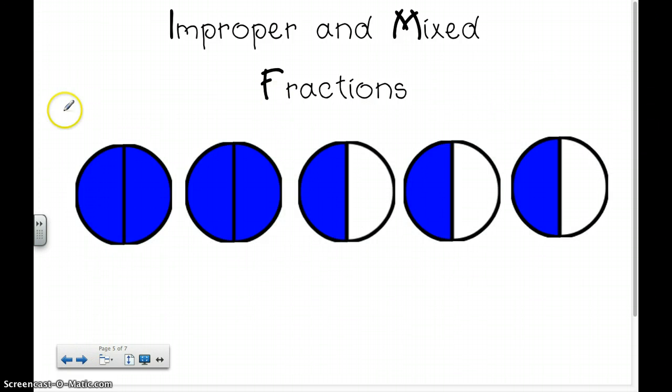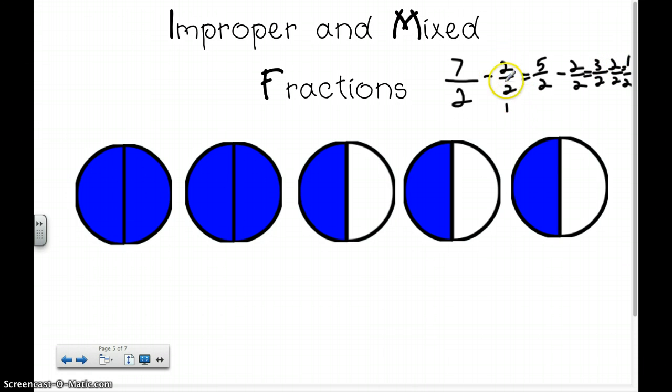Let's look at this. Now I have halves, so my denominator is going to be a 2, and I have 1, 2, 3, 4, 5, 6, 7. I have 7 halves. To switch that to a mixed fraction, I can subtract. I'm going to take out 2 halves, because that's one whole. So that's going to give me 5 halves. I can take out 2 halves again. So that's going to give me 3 halves. I can take out 2 halves again, and that's going to give me 1 half.